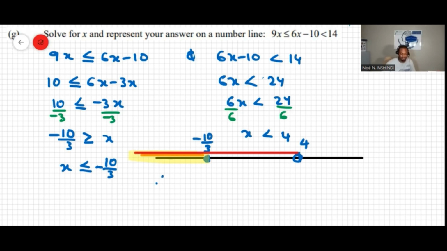Therefore, x is lesser than or equal to negative 10 over 3. So this is the final answer here. Okay. Thank you.